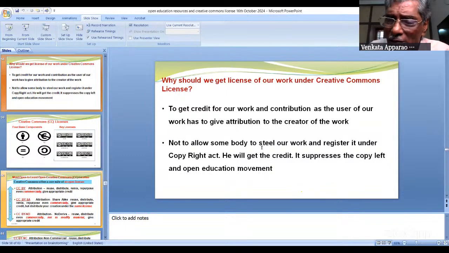That way, better either you register under Creative Commons license or publish on YouTube. Because if you publish on YouTube also, there is evidence that it is published. But the best thing is to register under Creative Commons licensing. That is the best thing.